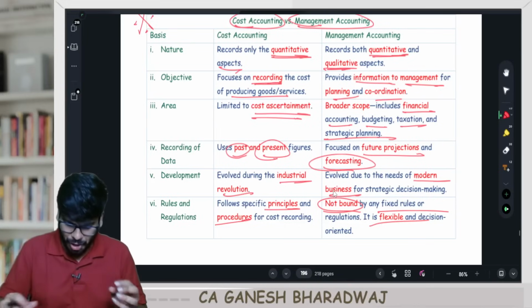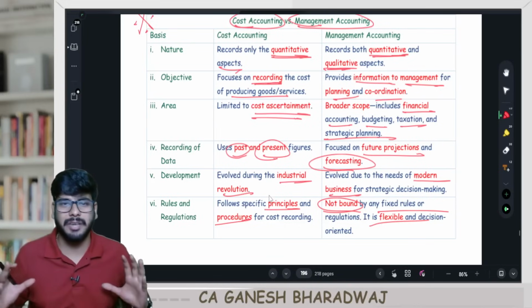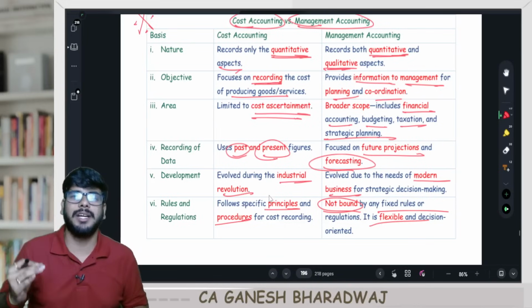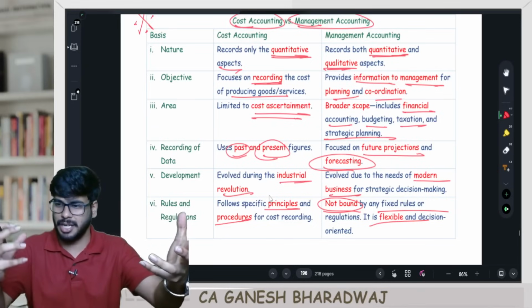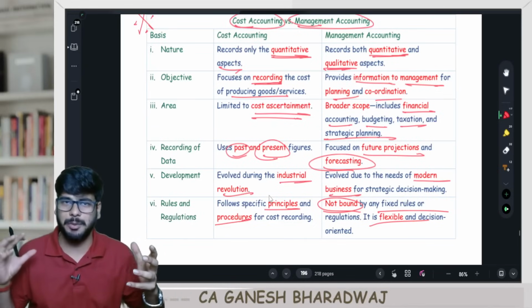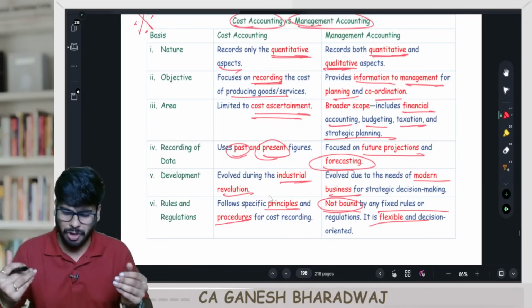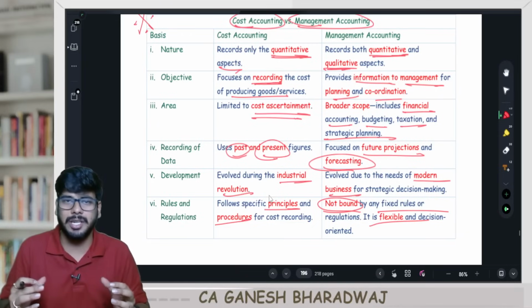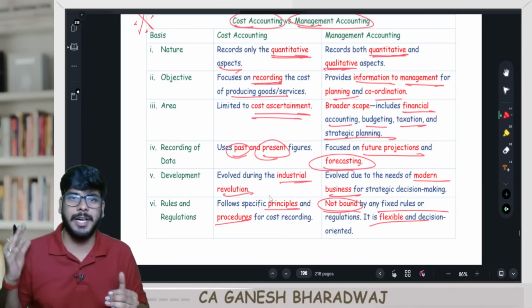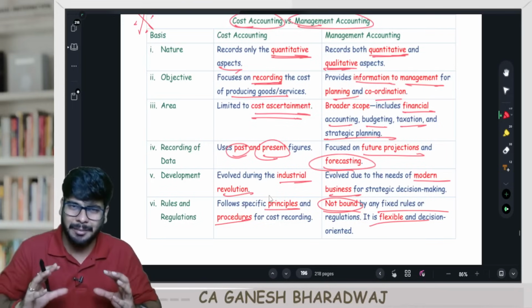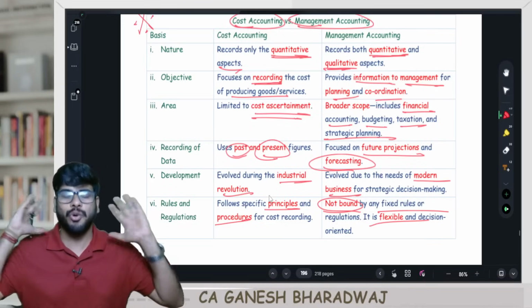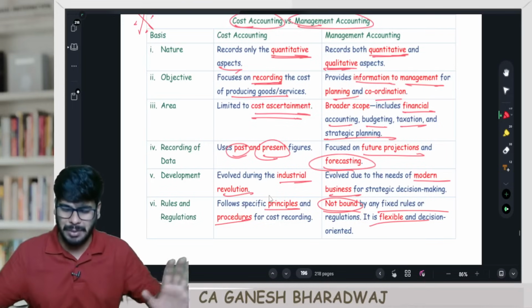Now guys, for you to attempt this, 6 points are given here. If you have the background knowledge of what objectives cost accounting achieves and what objectives management accounting achieves, then any kind of theory question like this, you can attempt and write in your own language. Just read this one time and go to the exam. In case this question comes, you can put it in your own language and score. As simple as that, right?